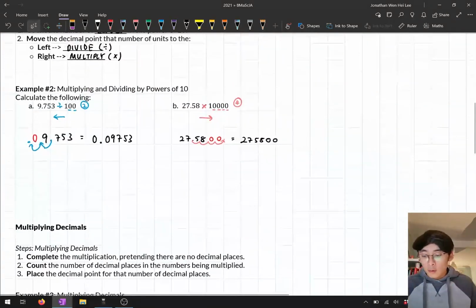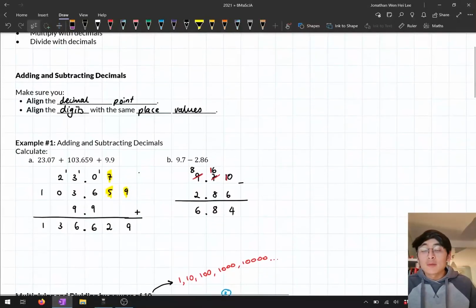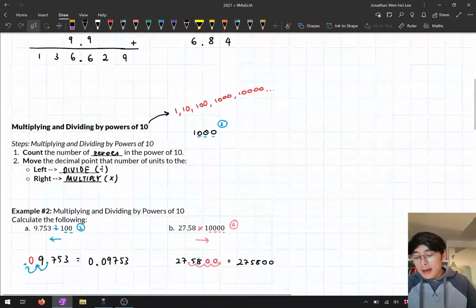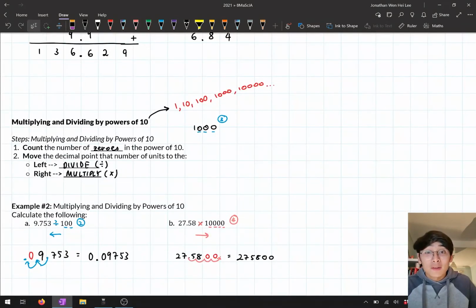So let's do a quick summary of what we did today. Today we looked at adding and subtracting decimals at the beginning. What we need to do is make sure we align our decimal points and also align each of our digits and just do regular long addition or subtraction. Then we went about multiplying and dividing by powers of 10. So here the steps were 2 steps. Count the number of zeros in your power of 10. Then move your decimal point either to the left if you're dividing, or to the right if you're multiplying, by the number of zeros that were in your power of 10.